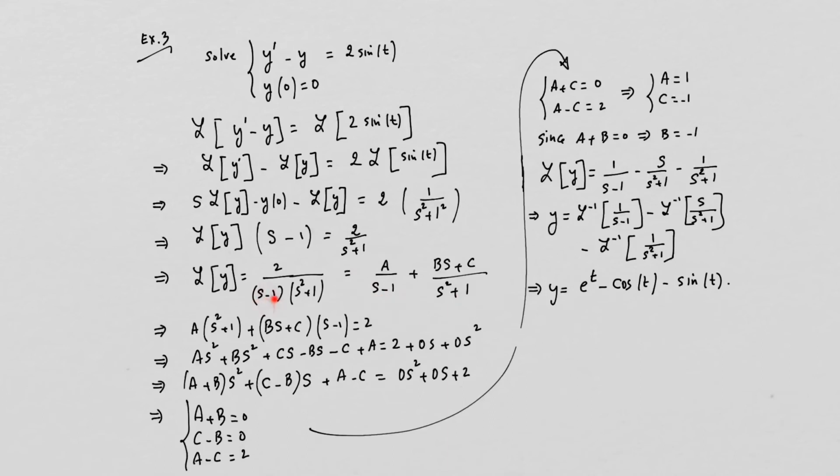Now, quick review: if I had (s minus 1) squared here and some constant, the way you split this is you do a constant over s minus 1 plus a constant again, even though it's quadratic, okay? And then you do over (s minus 1) squared. If you have (s minus 1) cubed, you do this plus this plus this.